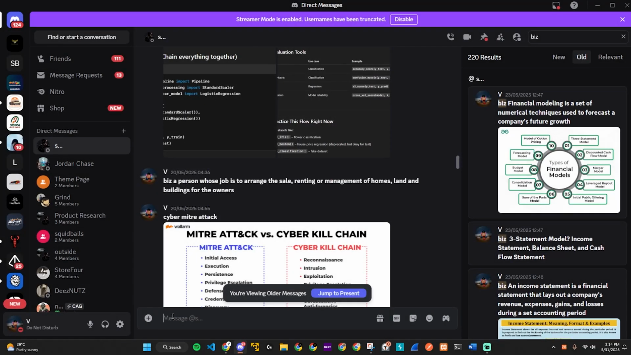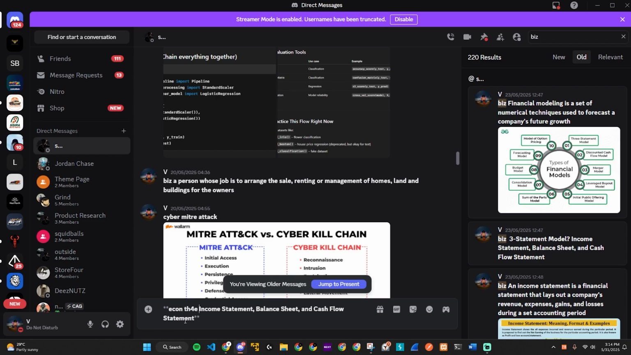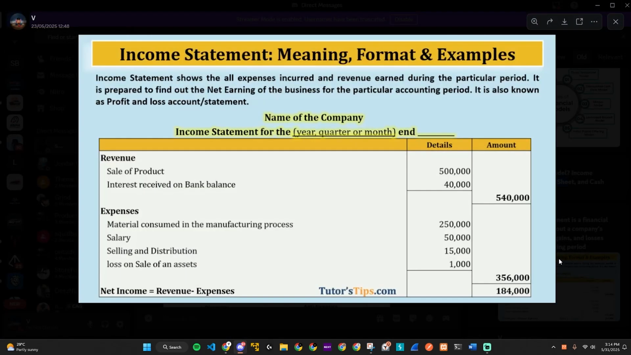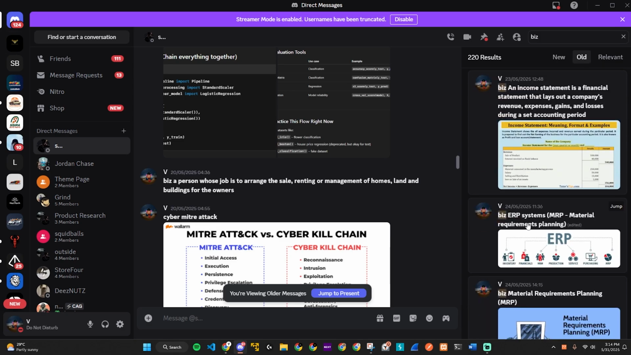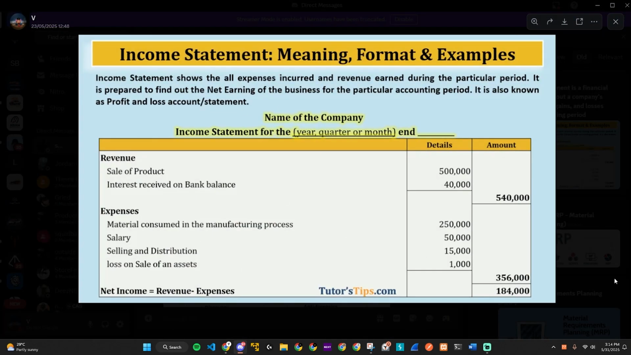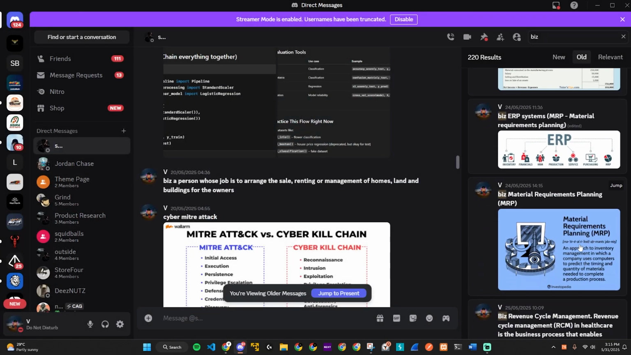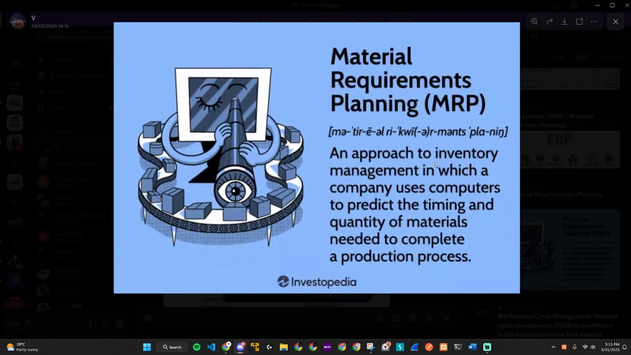So let's call it the three-statement model. Okay, I've already listed it. I'm blind. Income statement, right? So I think if you want to take a look at this, enterprise resource planning, as you can see, human resource management, material resource planning, and things like that. Material requirement planning.